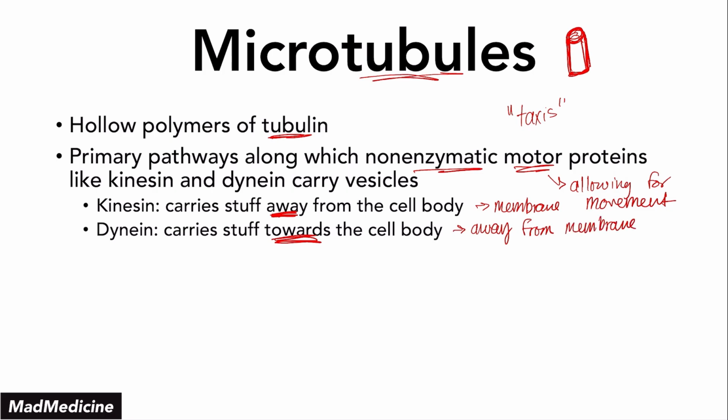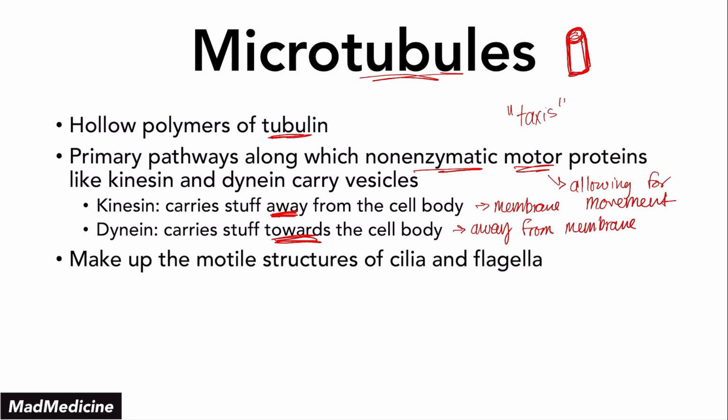Remember this because this is something you can get tested on really easily. And microtubules are going to make up the modal structure of cilia and flagella. These two things are very high yield. Okay, cilia and flagella are very high yield, so we're going to spend a little bit more time talking about these because you will get tested on these.